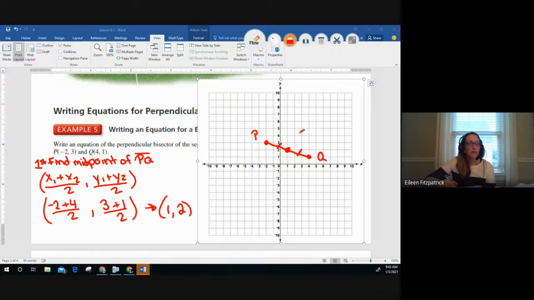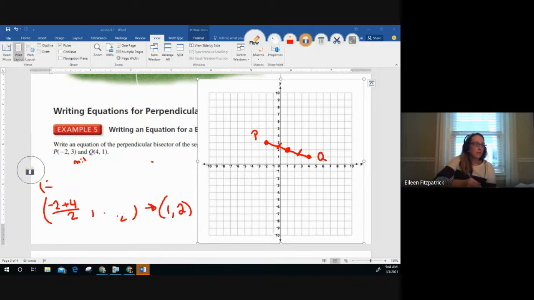Okay, now I know my line is going through this line, but how do I know how to draw it? Should I draw it like here? Should I draw it more like this? Should I draw it over here? Right? How do you know? Well, if it needs to be perpendicular, I first need to find the slope of this line, because my slope is going to be the opposite reciprocal. Okay, so let me erase this step.